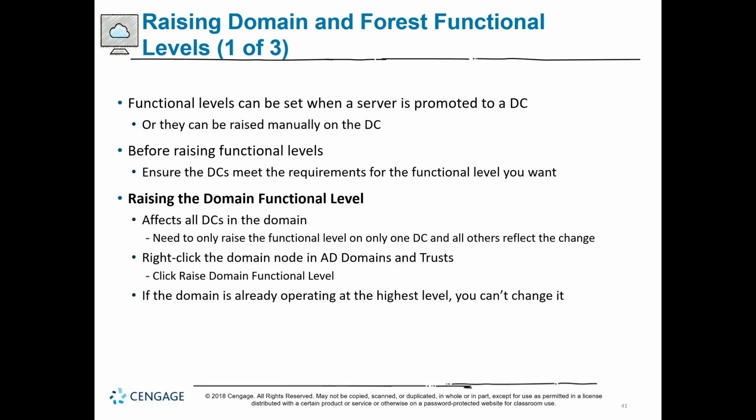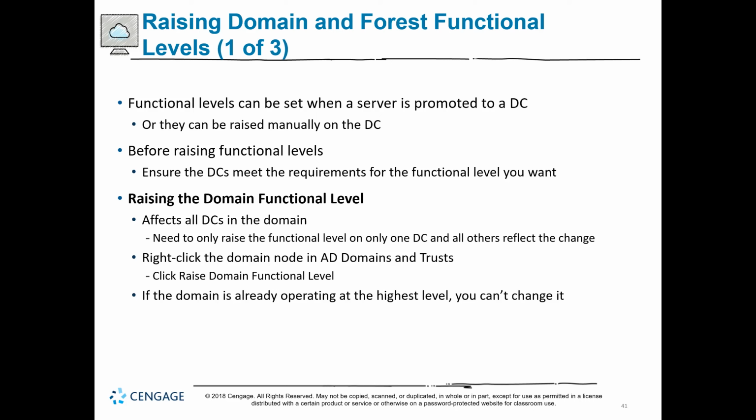Raising the domain functional level affects all the DCs in the domain. You only need to raise the functional level on one DC and all others reflect the change. Right-click the domain node in AD Domains and Trusts. Click Raise Domain Functional Level.